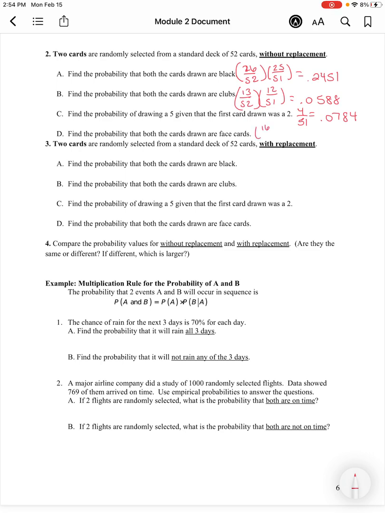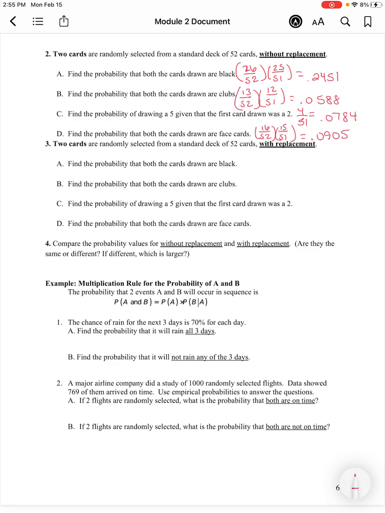Find the probability both the cards drawn are face cards. So that would be 16 out of 52 times 15 out of 51, which is 0.0905.